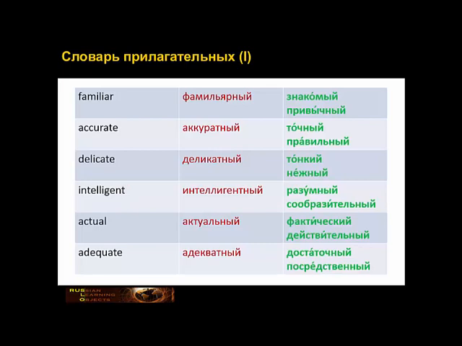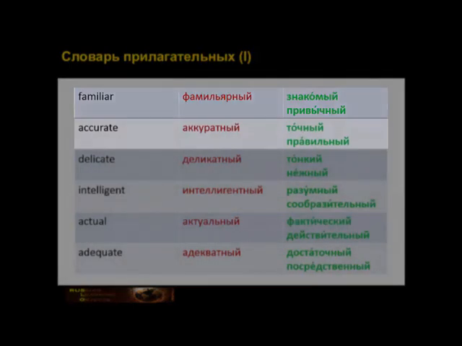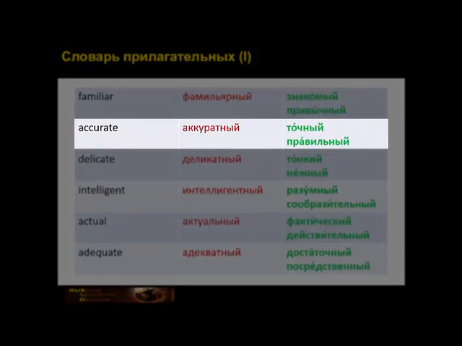Next, let's take a look at some adjectives. Once again, we have some Russian words in the middle that look like the English ones to the left. Let's revisit the false friends in the middle after we go over the correct translations to the right. If something is familiar, it is знакомый, which also means acquaintance. It can also be привычный, like привычка, which means habit. Accurate can be translated as точный, exact or precise, or правильный, which is correct.